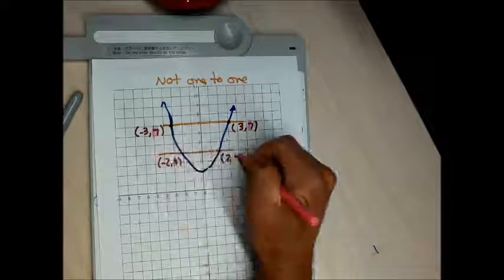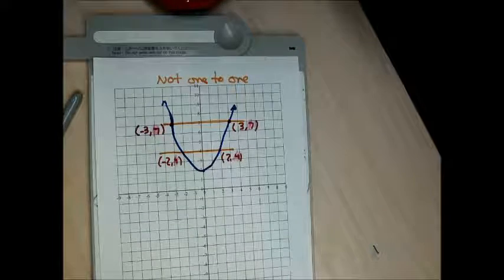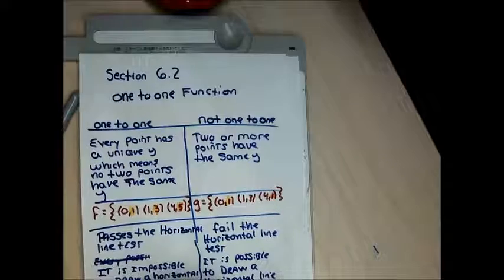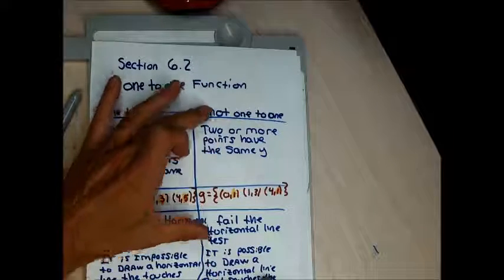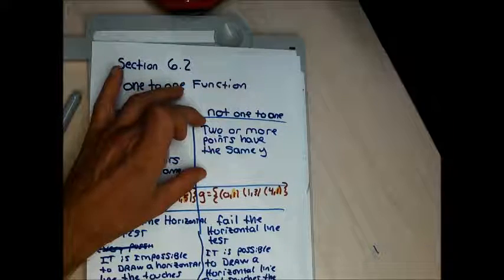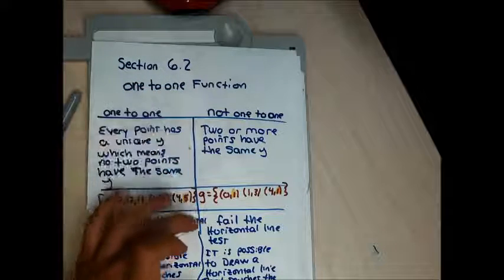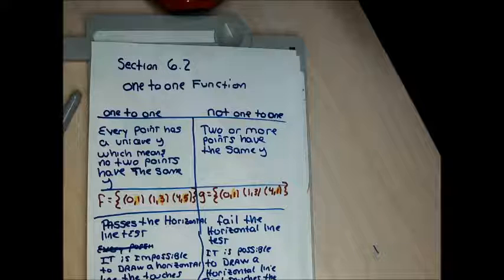There are 2 points that have y equal to 4. And anytime on a graph or in a function, if you have multiple points with the same y, the graph is not one-to-one. So this test, looking for 2 points that have the same y to make a function not one-to-one, is equivalent to failing the horizontal line test.